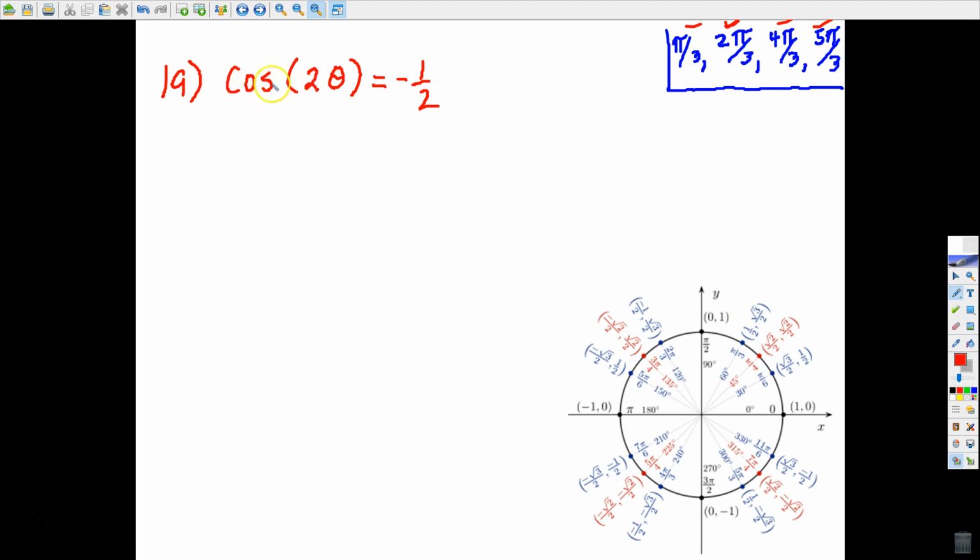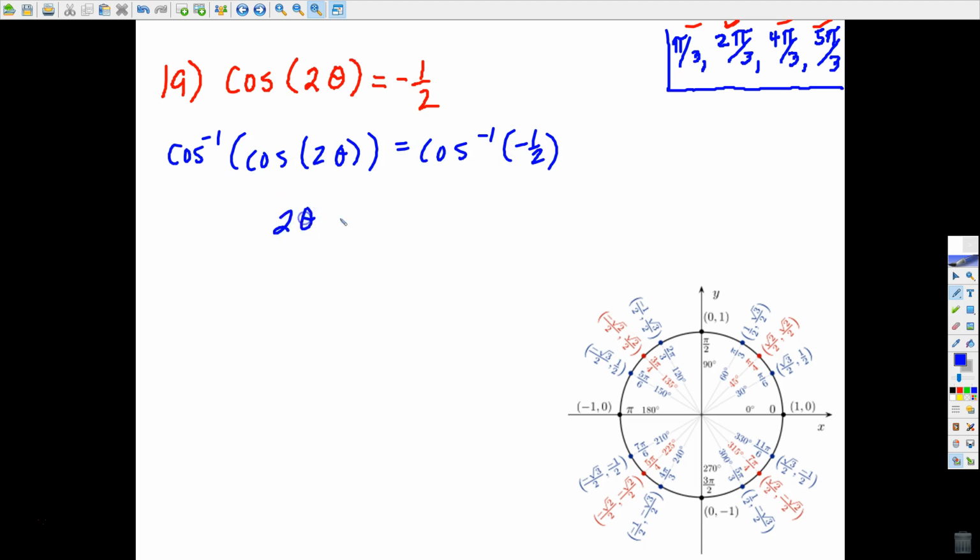First thing I'm going to do, of course, is inverse cosine on both sides, trying to get theta by itself. So I'll just show that. Inverse cosine and cosine will cancel each other, and I'm showing that on both sides. All right, so this gets me 2 times theta. And let's go ahead and figure out where on the unit circle, what angle has x coordinate negative 1/2. Well, that occurs here at 4 pi over 3.